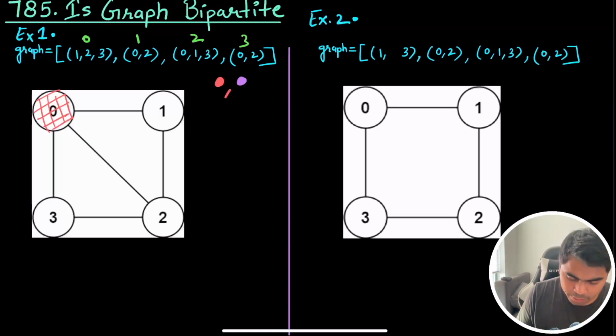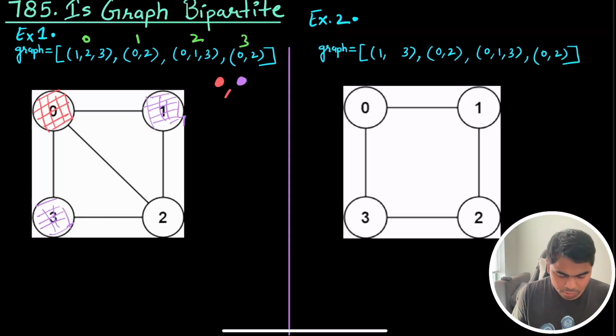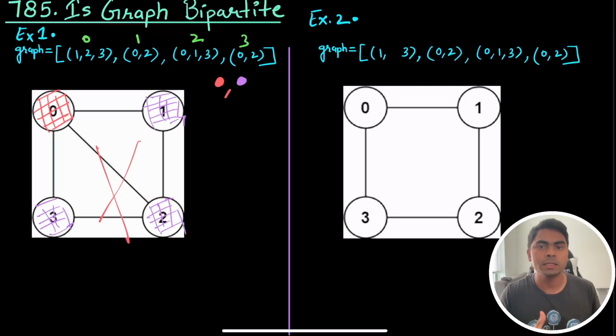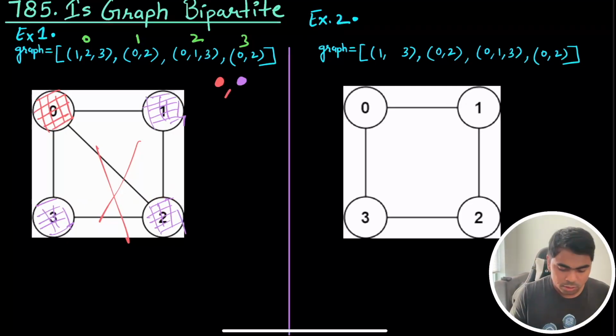So now I will be assigning violet to all the neighbors it has. I'll assign violet to 1 and then 3. And then I will have to assign violet to 2 as well. But if you see right here, this is already not a bipartite graph, because these two neighbors are being assigned the same color and they are connected to each other. Basically, these are adjacent nodes. So this is not a bipartite graph.